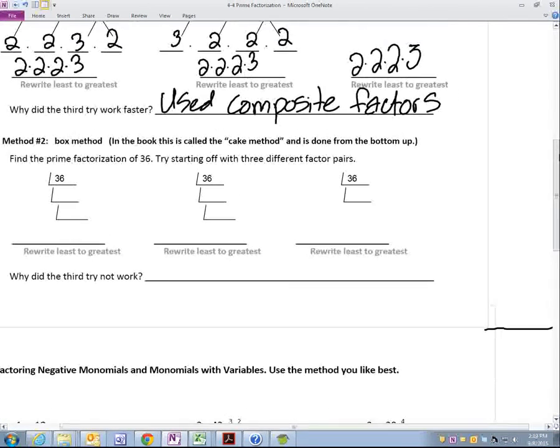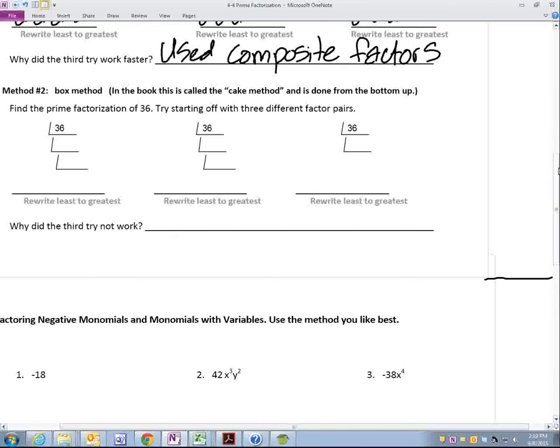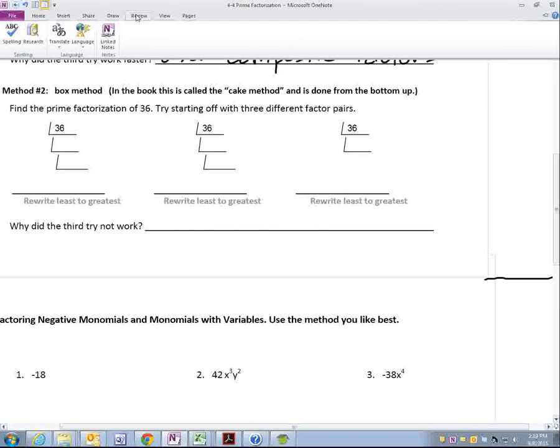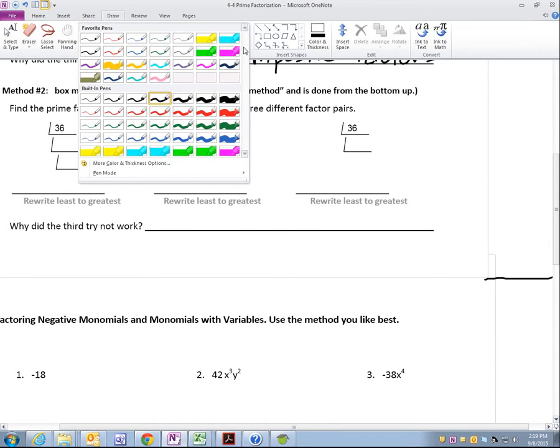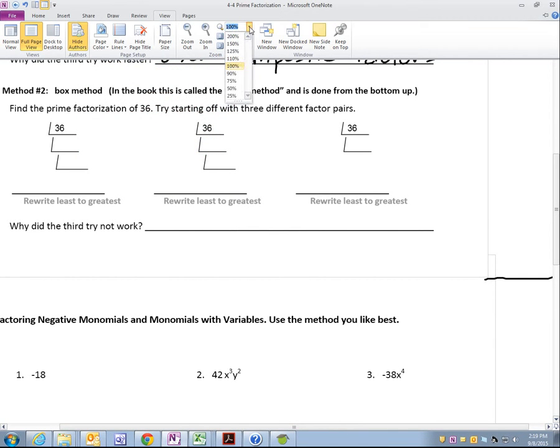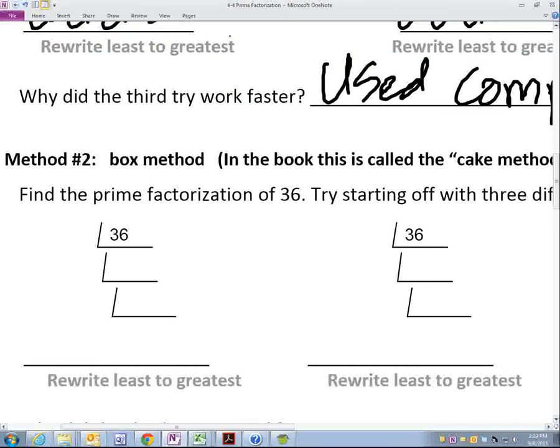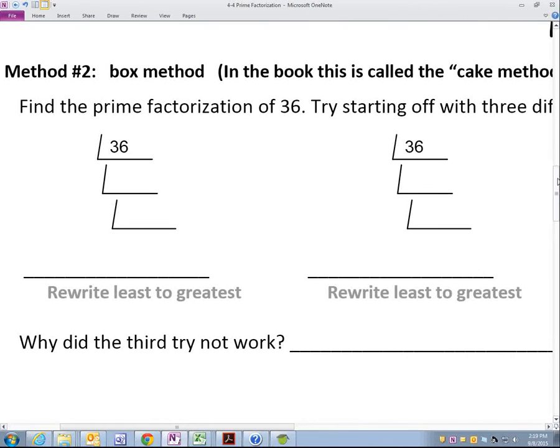Okay. So zooming in here, find the prime factorization of 36. In your book, it's called the cake method, and it goes upside down from where it is. So that's why it might look different if you actually look at your book. The prime factorization of 36. Try starting off with different factor pairs. Someone give me a factor of 36.